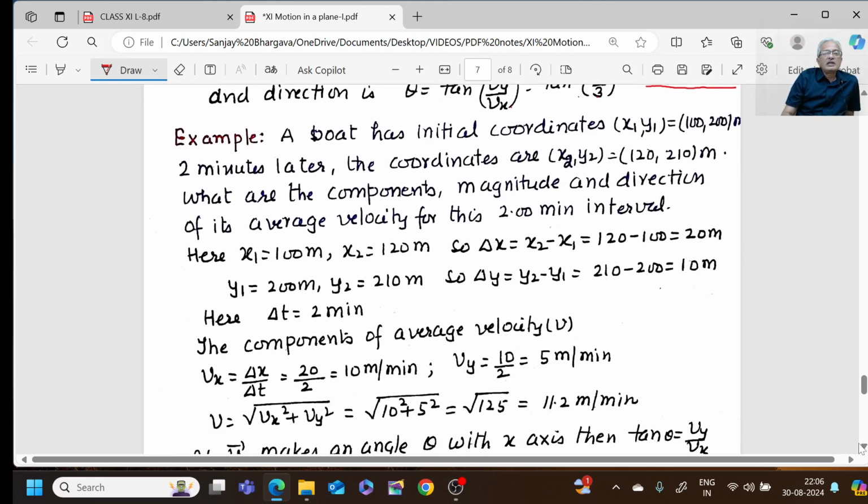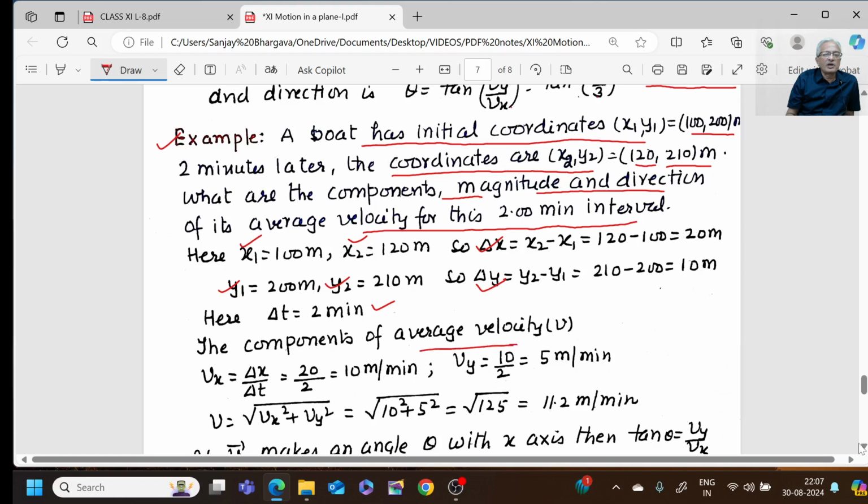Here is another example. A boat has initial coordinates x1, y1 given by 100 and 200 meter. 2 minutes later, the coordinates are x2, y2 and they are 120 meter and 210 meter. What are the components, magnitude and direction of average velocity for this 2 minute interval? So x1 is given, x2 is given, y1 is given, y2 is given. I can calculate delta x and delta y. And the time given is 2 minutes.